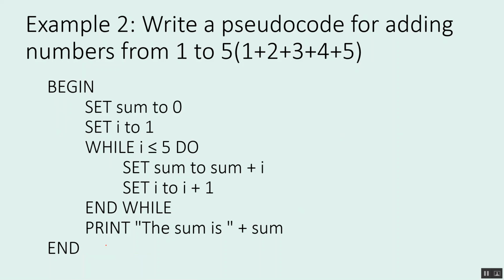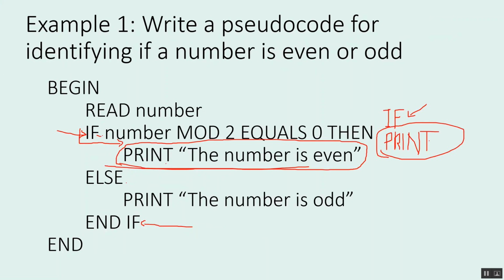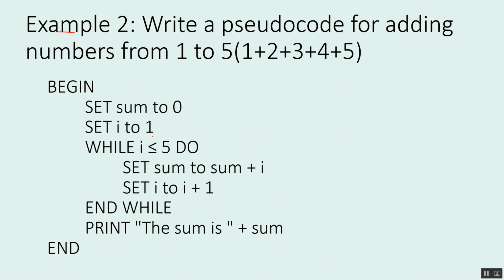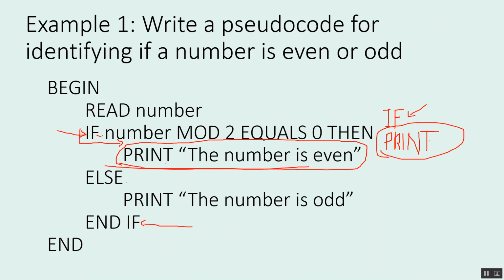Okay, so the next one, write a pseudocode for adding numbers from 1 to 5. So 1 plus 2 plus 3 plus 4 plus 5. Okay, so we set a value to sum. And then we also set I to 1. So what is the difference between read and set? So read is for the user input. So we will just try to imagine a number for it. So we're trying to assign a value. This is a user input.